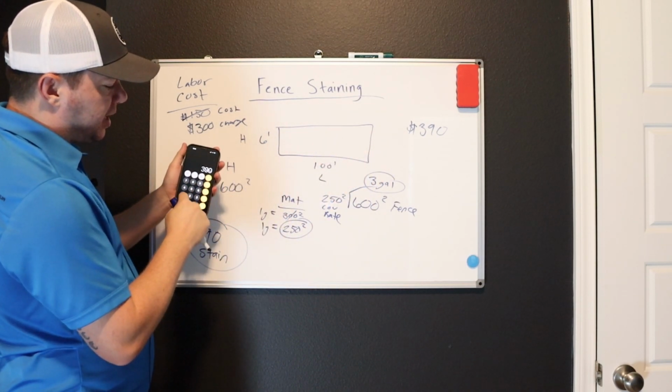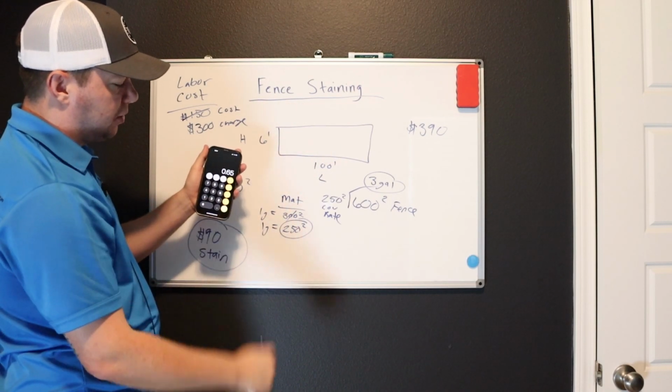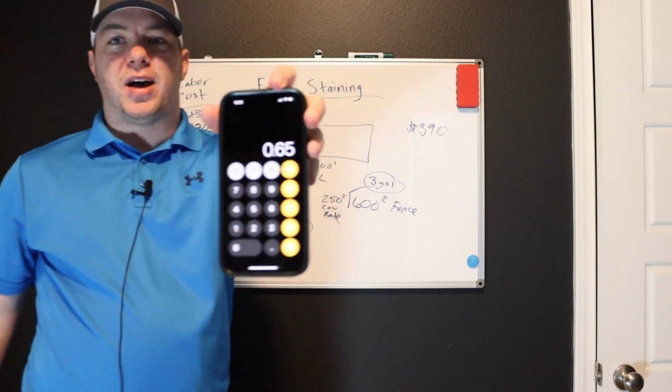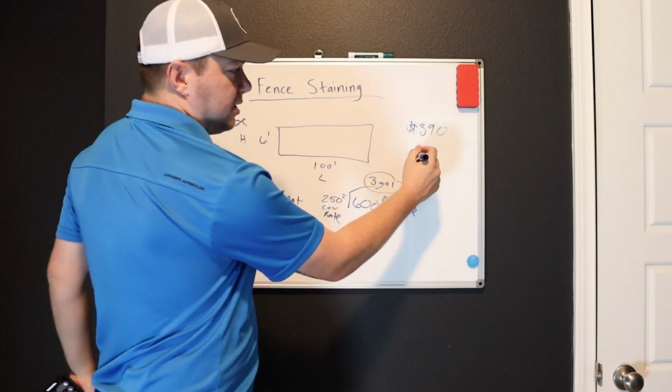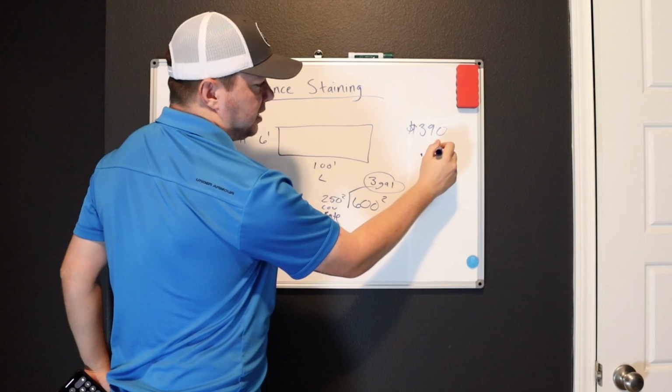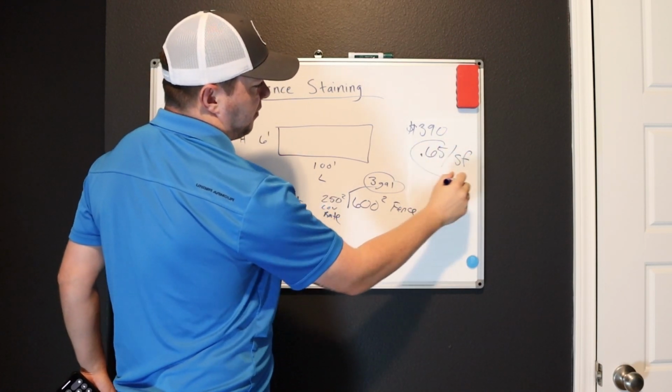You want to take your $390, you want to divide it by the total square footage, which is 600. We established that earlier. You need to be charging 65, I don't know if you can see that, 65 cents a square foot is your profit number. 65 cents a square foot is your profit number to stain a fence.